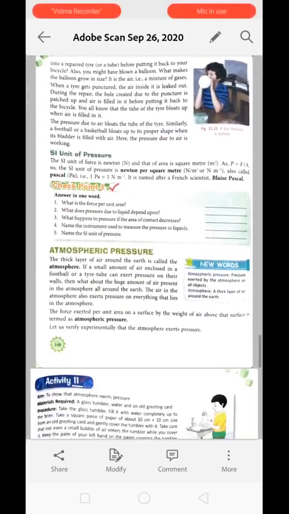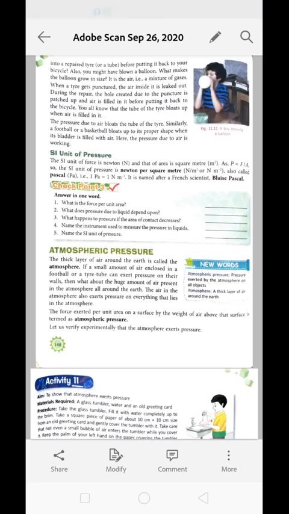Now we will talk about atmospheric pressure. The thick layer of air which is present all around us is called the atmosphere. So, if a small amount of air enclosed in a football or tire tube can exert pressure on the wall, just think about the huge amount of air present in the atmosphere all around the earth, which is present above us. Does it not exert any kind of pressure on us? Of course it does.